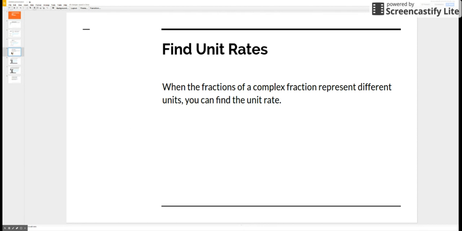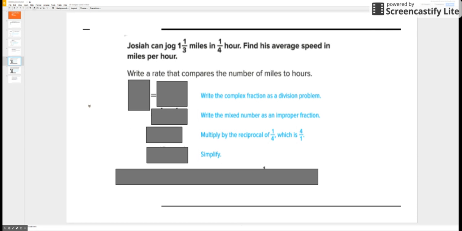Here's how to find unit rates. If you remember, unit rates just mean per one. When the fractions of a complex fraction represent different units, you can find the unit rate. So, Josiah can jog 1 1/3 miles in 1/4 hours. Find his average speed in miles per hour. First thing you're going to do is write a rate that compares the number of miles to the hours. So here's the number of miles, 1 1/3 over 1/4 hours. Right? So there is our rate, miles to hours.